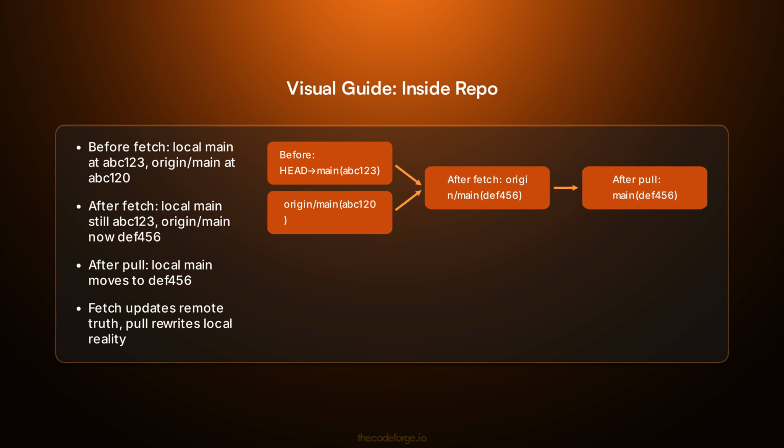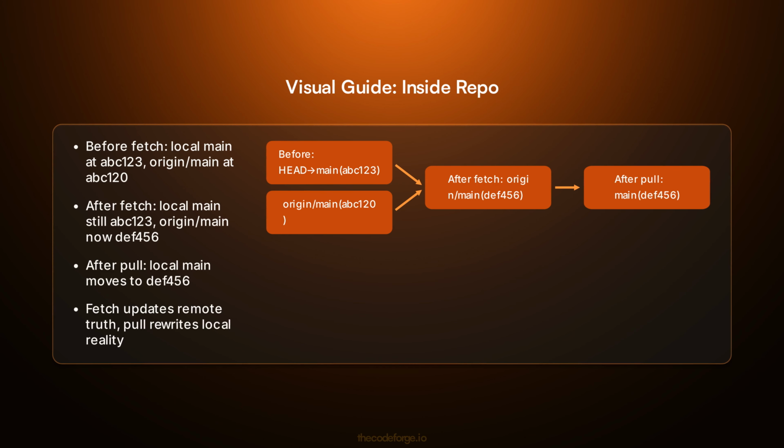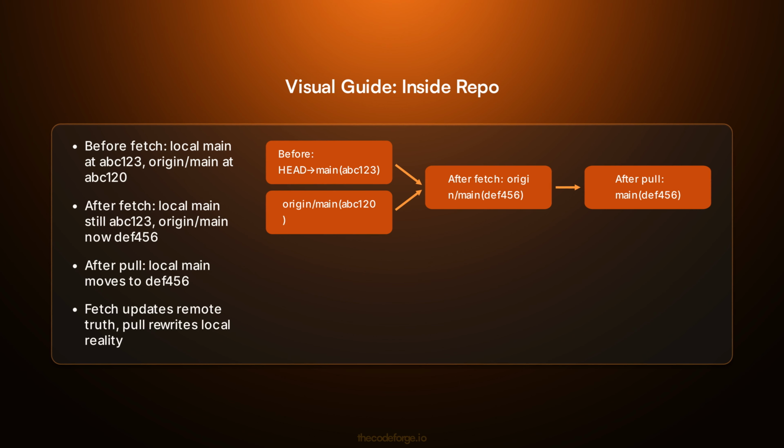Here's what happens inside your repo. Before fetch, your local main and origin main point to different commits. After fetch, origin main moves to the latest remote commit, but your local main stays. After pull, your local main moves to match origin main. Fetch gives you a read-only snapshot. Pull commits you to a new reality.